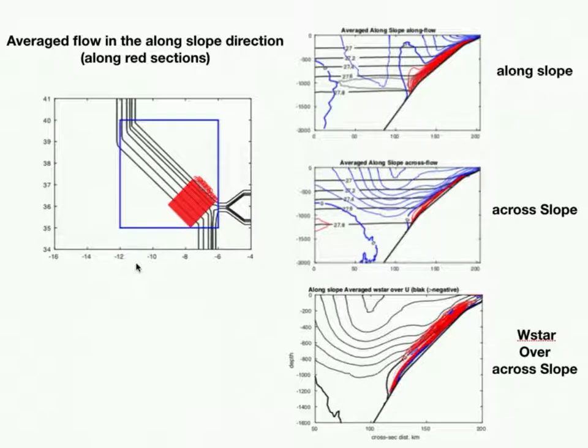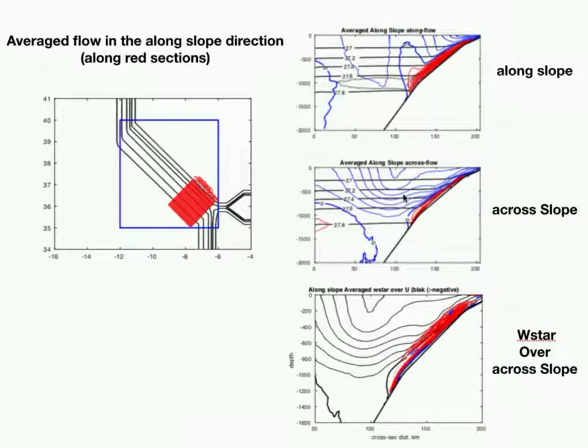Okay, so it was also your suggestion that we could average in the long slope direction. What I did was to take information along all these sections and then average across them all. So we have here the averaged flow. This is the longshore flow. So we see the outflow and the inflow.